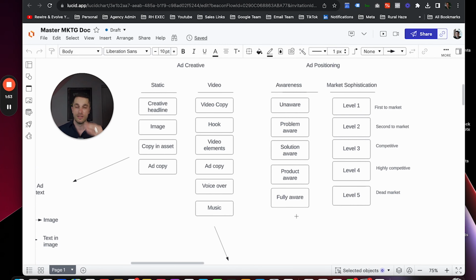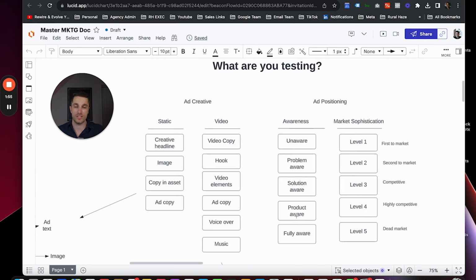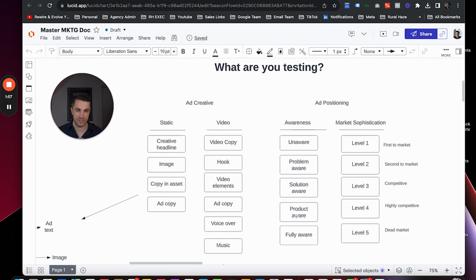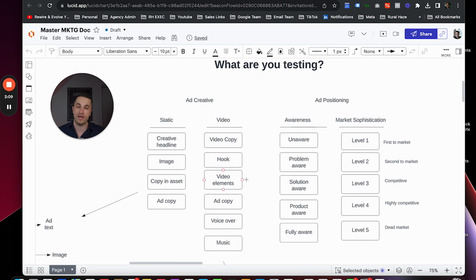And then a video. What are you testing in the video? And that's why it's important to know what you are testing, because you need to know what you're testing. Otherwise, you're going to just randomly make crap. And by randomly doing things, you randomly get nowhere. So are you testing the copy in the video? Are you testing the hook, the video elements, the ad copy, the voiceover, the music?